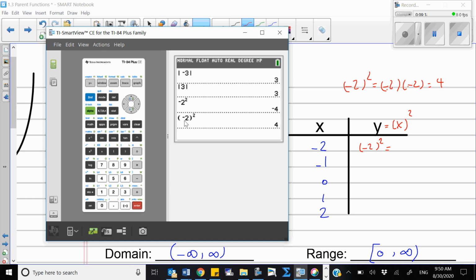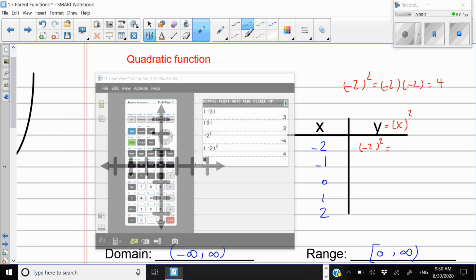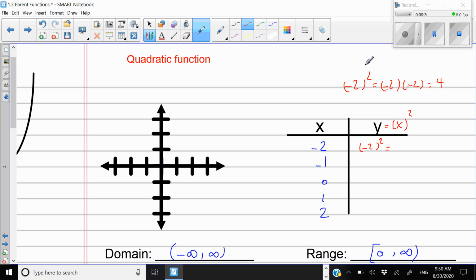So notice, whenever you're using a calculator, even when you're writing on your own on your paper, make sure you put parentheses around -2, to say that you are raising -2 to the power of 2, not only the 2. Okay, so this is equal to 4. Then (-1) to the power of 2 will be 1. Again, we have the same story. We need to put that in parentheses. Then 0 squared is 0, 1 squared is 1, and 2 squared is 4. We don't really have to put parentheses for this positive number.